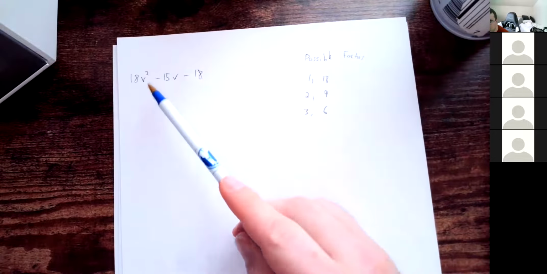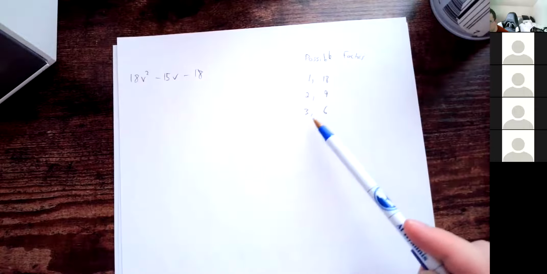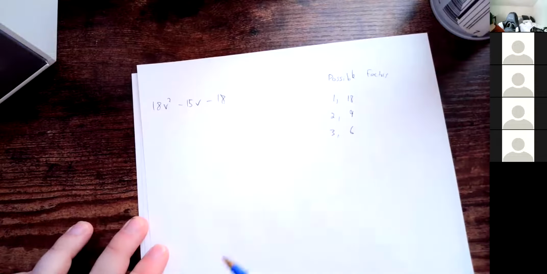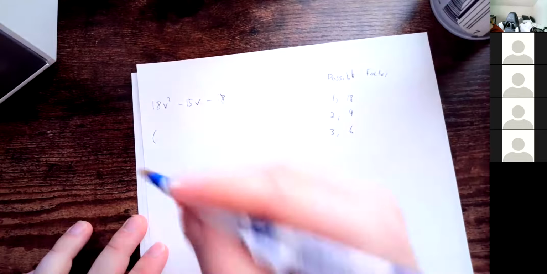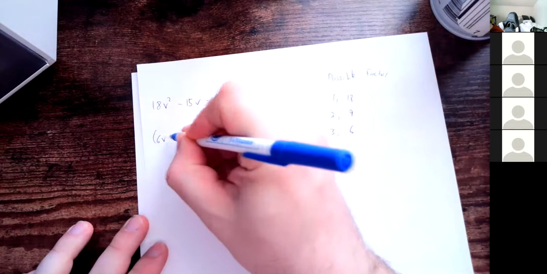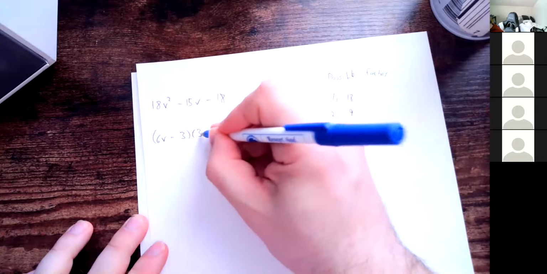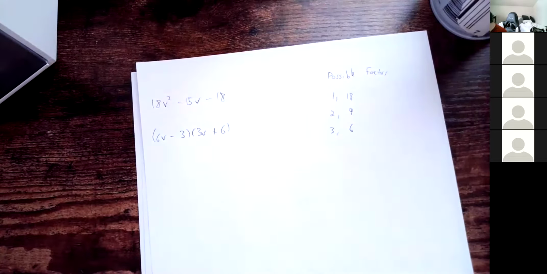And the middle term being negative 15 makes me hopeful, because maybe it's like 3 times 6 is 18, and then minus 3 gives me negative 15. And so I'll just try out something. First thing I pick, maybe 6 times v minus 3, and then maybe 3 times v plus 6. So you see what I'm doing here.